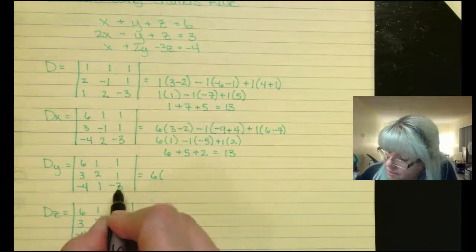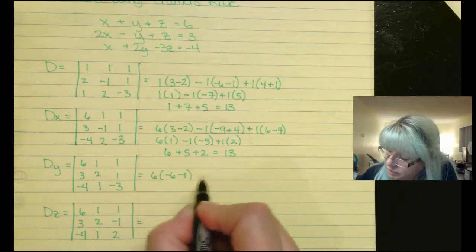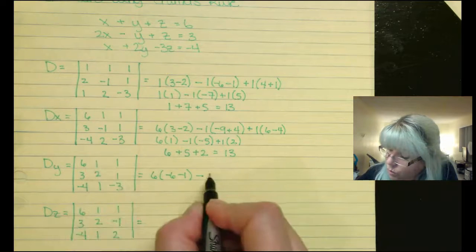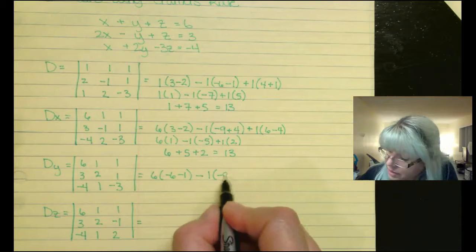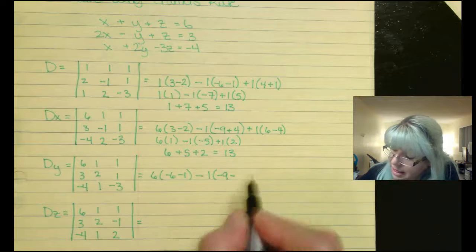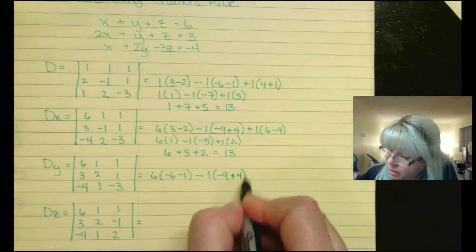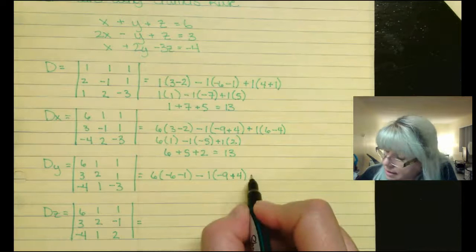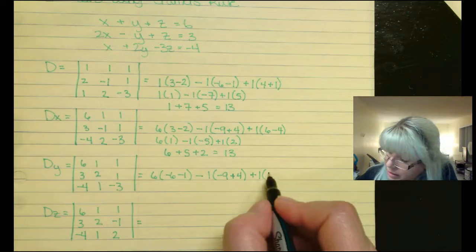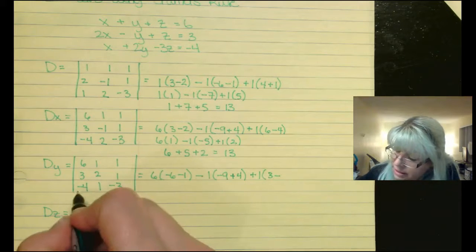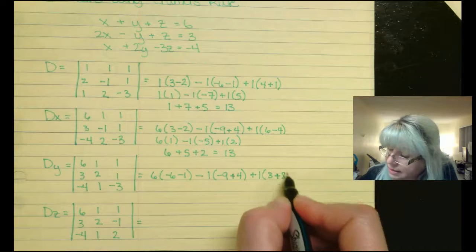6 times 2 times negative 3 is negative 6. Minus 1 times 1 is minus 1. Minus, second element, 1. 3 times negative 3 is negative 9, minus negative 4 times 1 is negative 4, but a minus negative 4 is a plus 4. Okay. Plus 1 times 3 times 1 is 3, minus negative 4 times 2 is negative 8, but I already had a negative there, so plus 8.